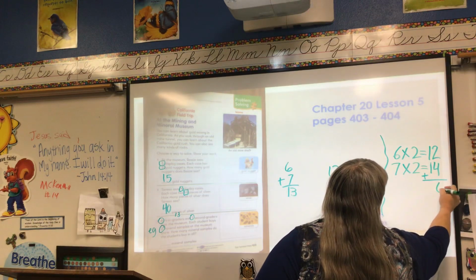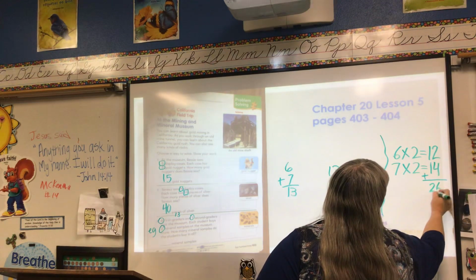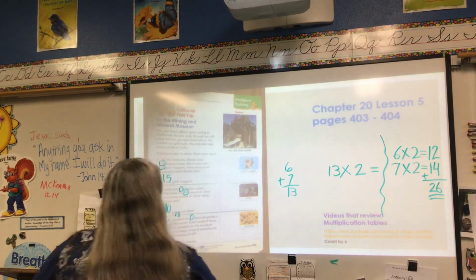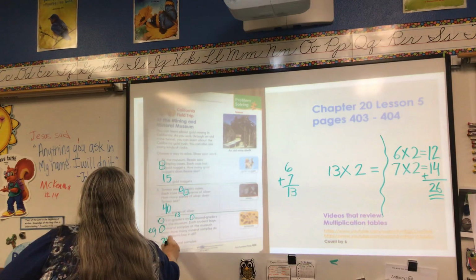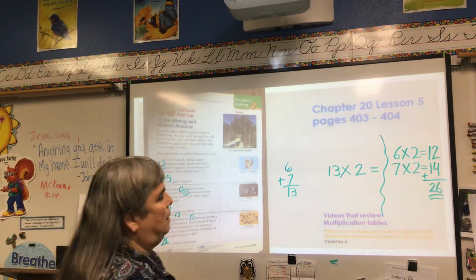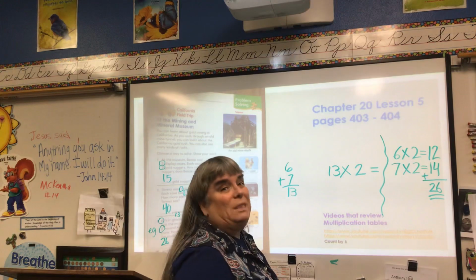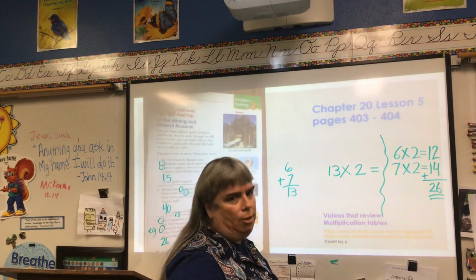2 plus 4 is 6. 1 plus 1 is 2. So my final answer is really 26. So I'm going to write that here. Now let's see if we can get the same thing when we work this way. What we could do is we could do skip counting by 2s 13 times.